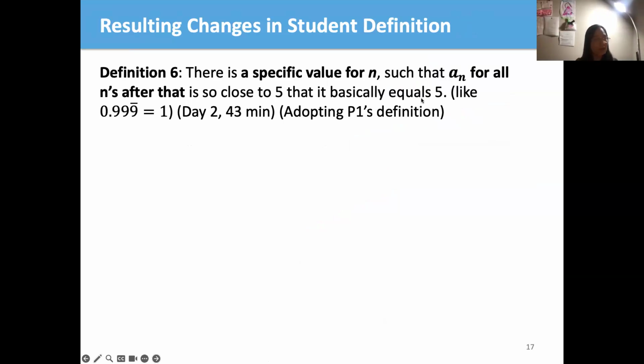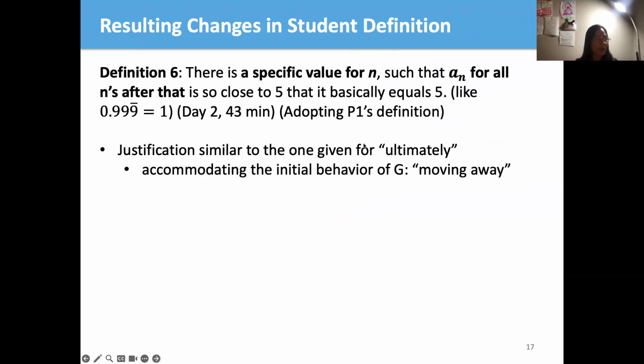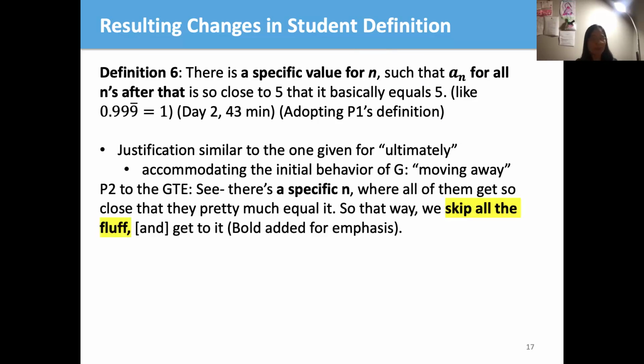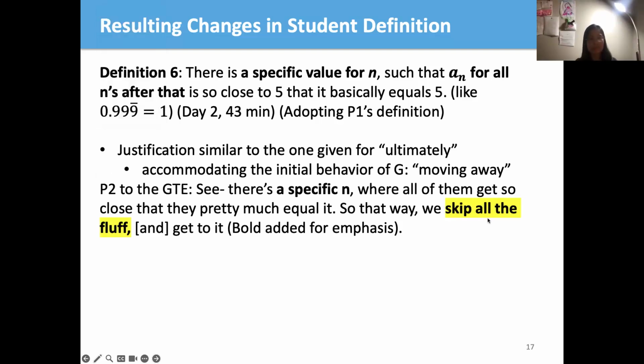And then their justification for adding these phrases was similar to the justification that they gave for ultimately: to accommodate the initial and undesirable behavior of G moving away. So specifically, student 2 said this specific n allows them to skip all the fluff and get to it.